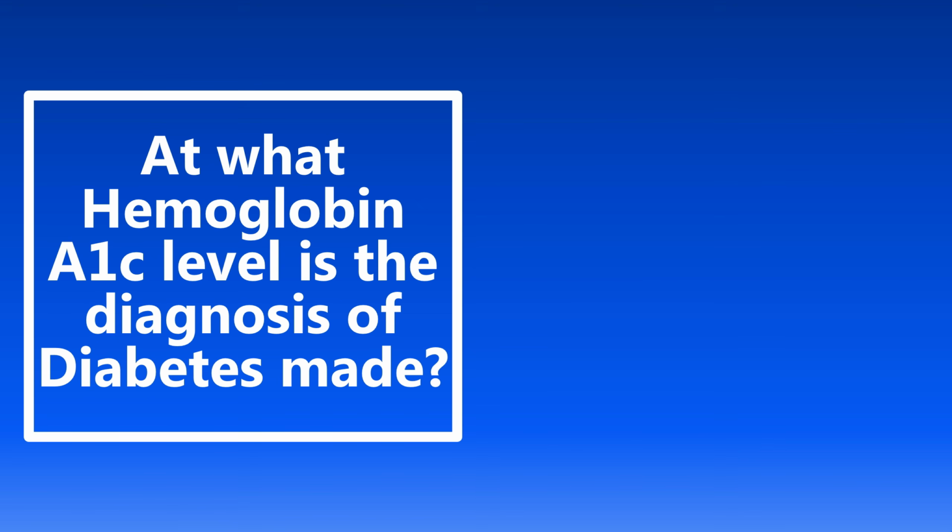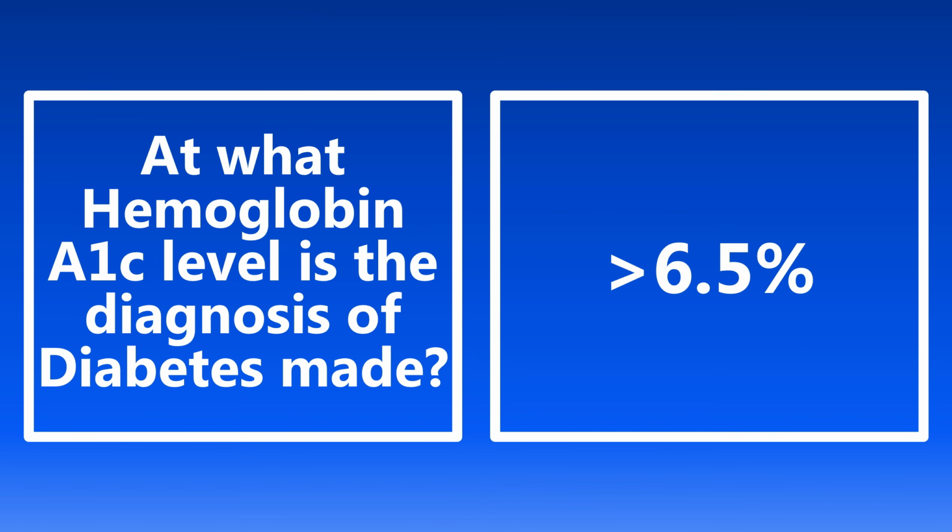So here's the first one. At what hemoglobin A1C level is the diagnosis of diabetes made? And this is going to be a hemoglobin A1C of greater than 6.5. There are, of course, other diagnostic criteria in the diagnosis of diabetes, things like a fasting glucose and abnormal glucose tolerance test, but you do want to know that hemoglobin A1C threshold, and that's going to be greater than 6.5%.